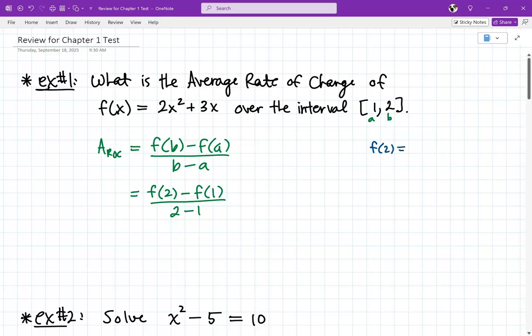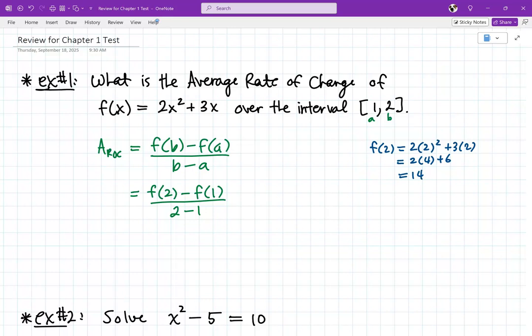Now, you guys have calculators, so you'll be able to do this faster than me. F of 2, that means plug it into the formula, figure out what you get when you plug in a 2. So it looks like this, 2 times 2 squared plus 3 times 2. That's 2 times 4 plus 6. So that's 8 and 6, that's 14. So f of 2 is 14.